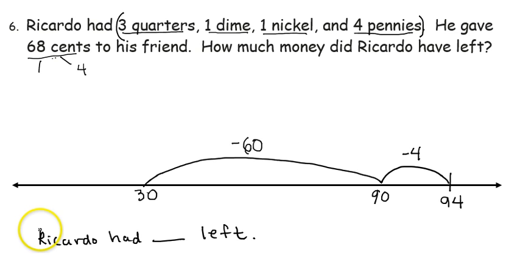So I've taken away the 60 cents. Now I just need to take away 4 more cents because so far I've only done 64 cents and I need to subtract 68 cents. So from 30, I'm going to jump back 4 more cents, which puts me at 26. Ricardo has 26 cents left.